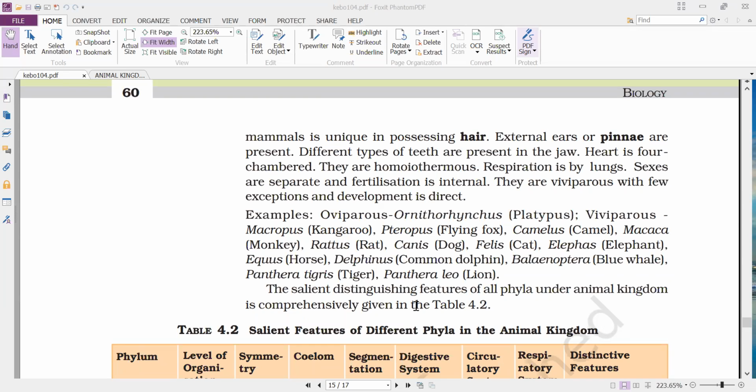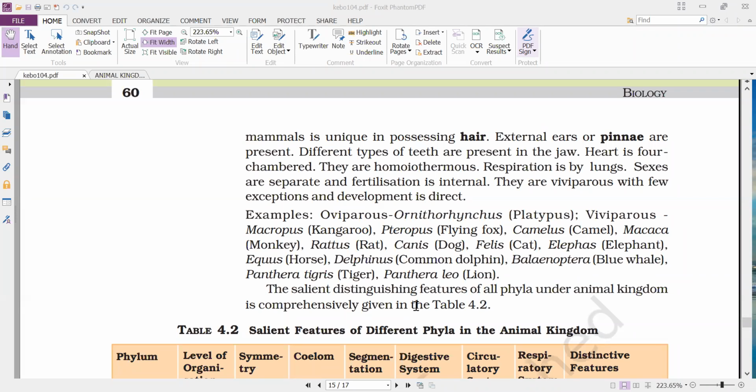Echidna. Okay, echidna. The platypus is the duck-billed platypus. That means the mouth is extended and looks like a duck. That's why it is called the duck-billed platypus. And echidna is commonly called the giant ant-eater. That is also an oviparous mammal.